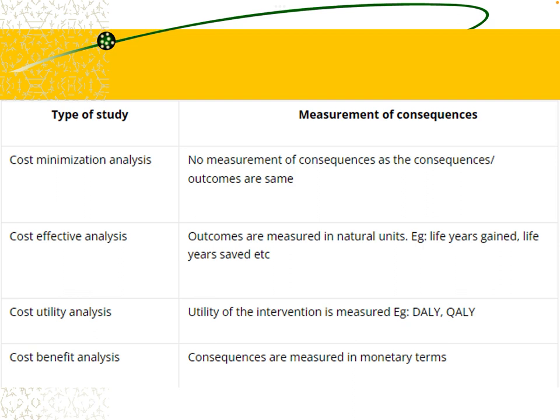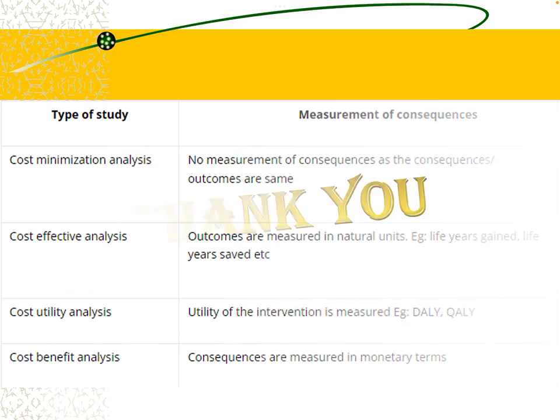Usually QALY is used. There are other measures such as DALY. And the fourth one is cost benefit analysis. Here the consequences are measured in monetary terms. Okay, so that is all about health economics. Thank you.